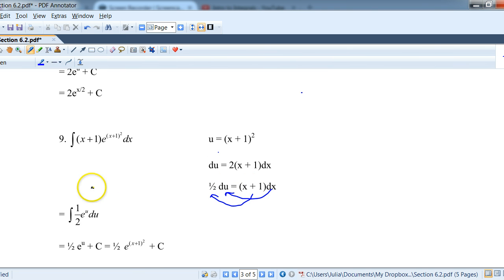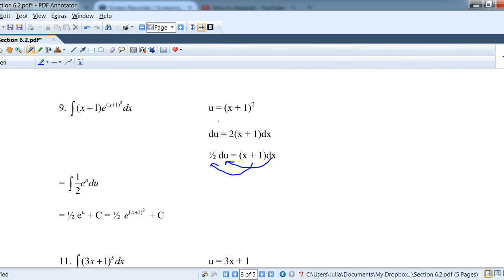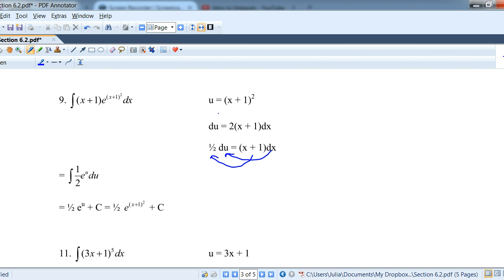And then how do you integrate it? Again, a half is a constant, e to the u stays, and then it becomes 1/2 e to the (x plus 1) squared plus c. So again, a similarly complicated integral was made much easier via this substitution. So here we'll do one more before maybe we do the little shortcut introduction.